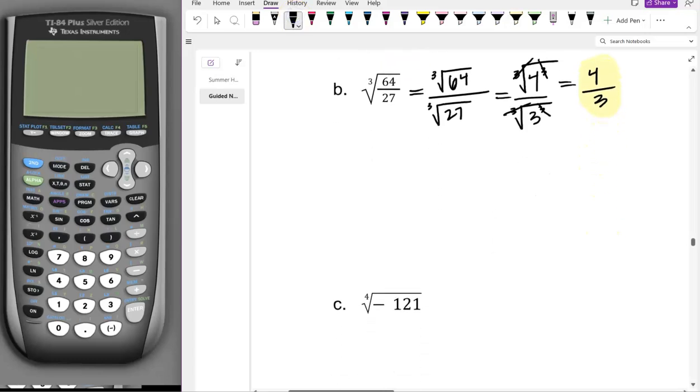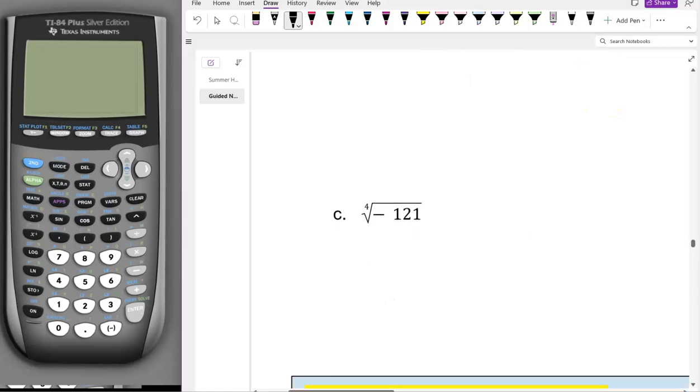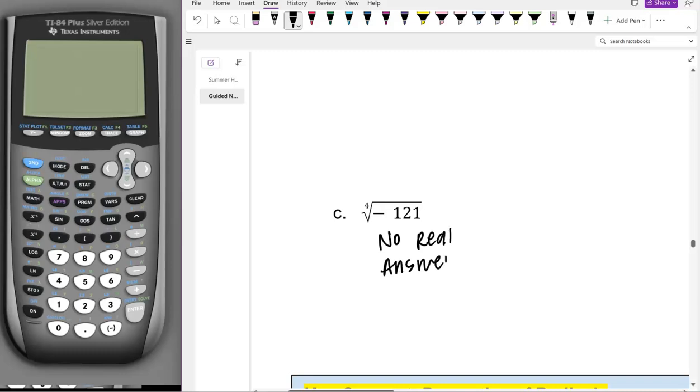And finally, for C, I have the fourth root of -121. That one, it's an even root of a negative number. I can't multiply a number by itself 4 times and get a negative number. So that one has no real answer. Now, if it was a square root, I could use i, the imaginary number, but it's a fourth root, so I'm just going to write no real answer.